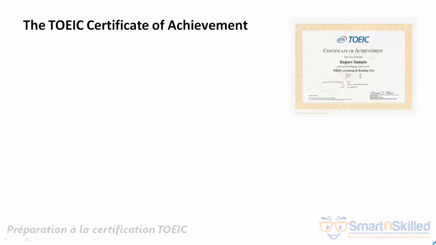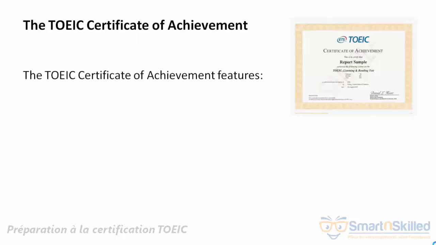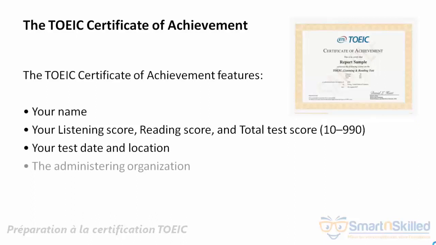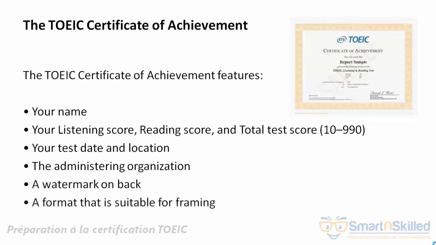Voici un exemple donc du TOEIC Certificate of Achievement. The TOEIC Certificate of Achievement features your name, your listening score, reading score, and total test score, your test date and location, the administering organization, where you took it, a watermark on back, and it has a format that is suitable for framing. Bien sûr, si vous voulez l'encadrer, vous pouvez aussi.